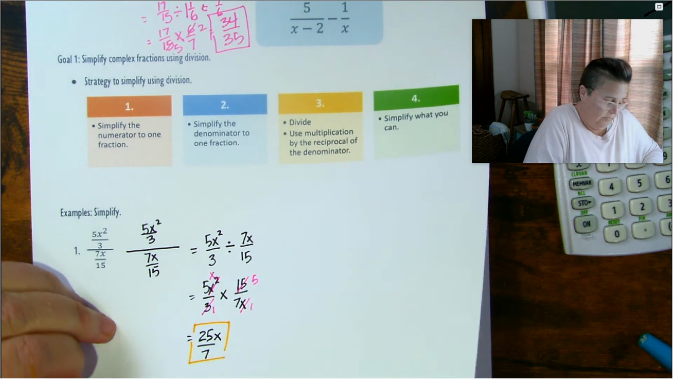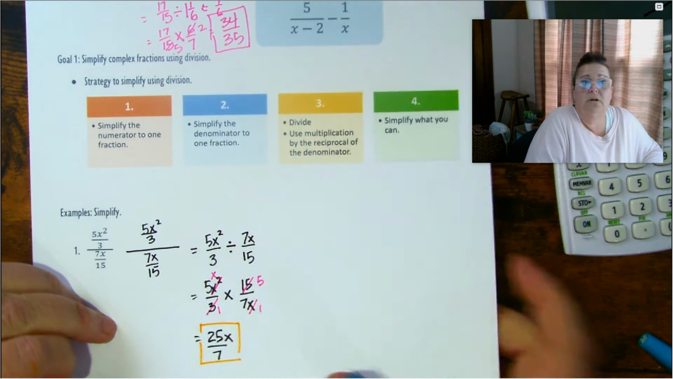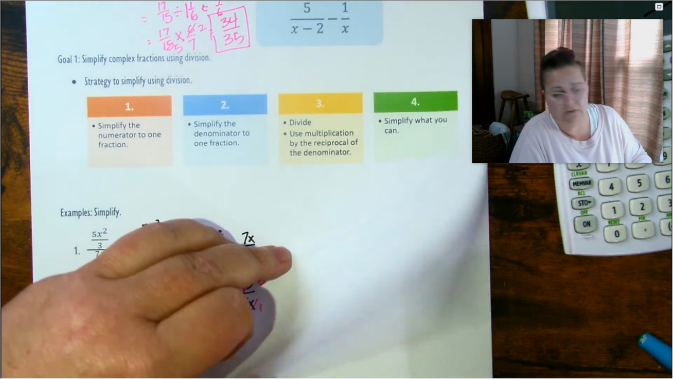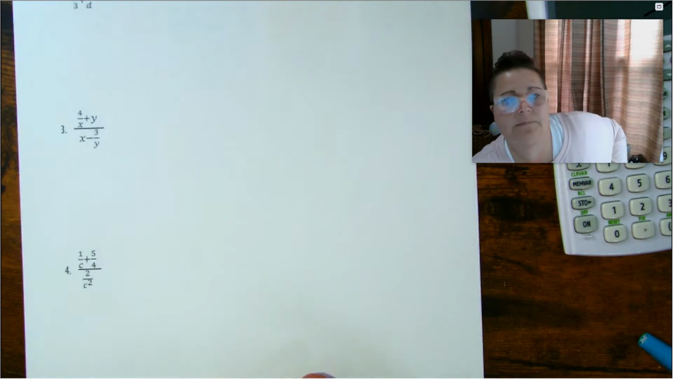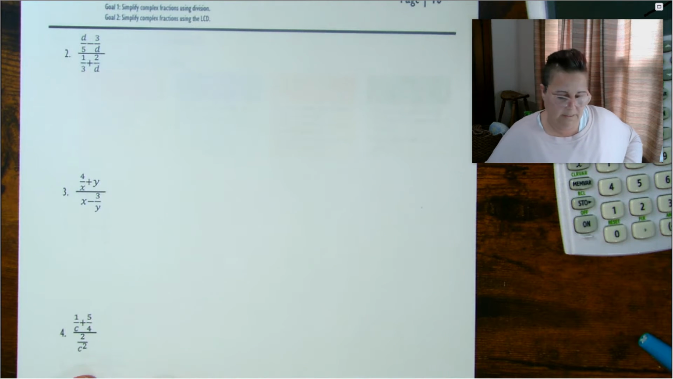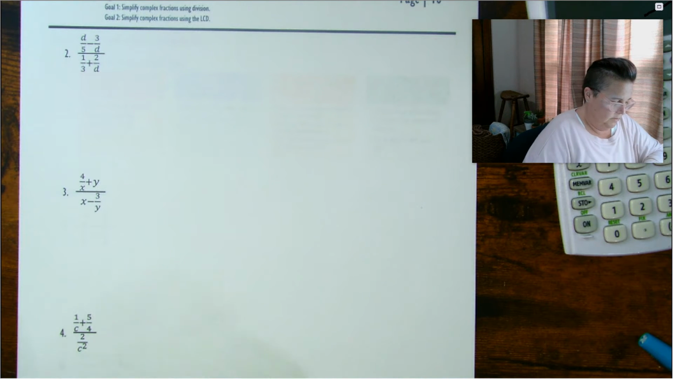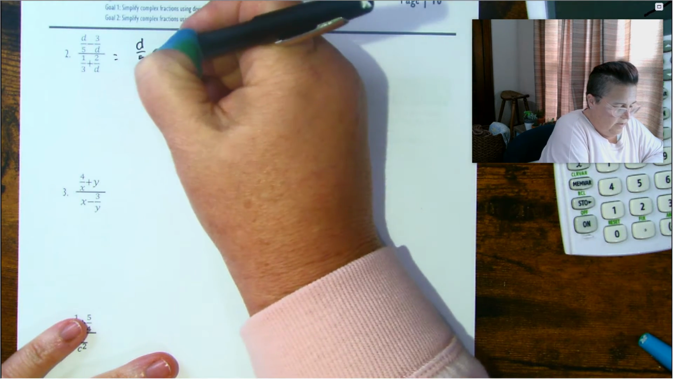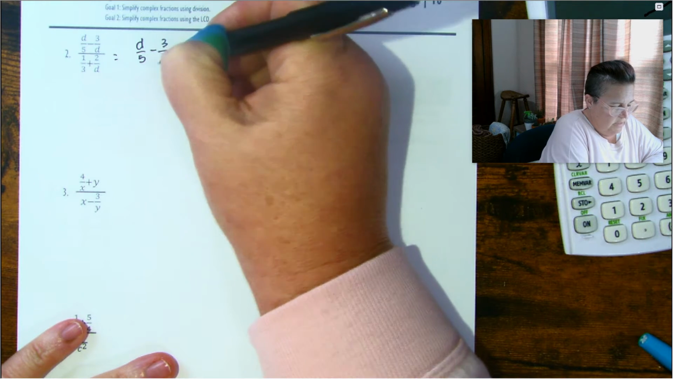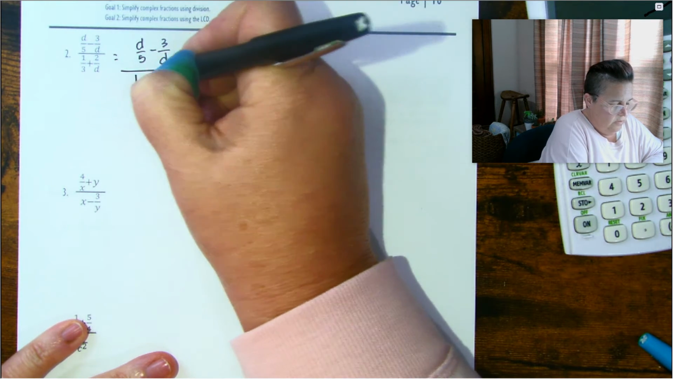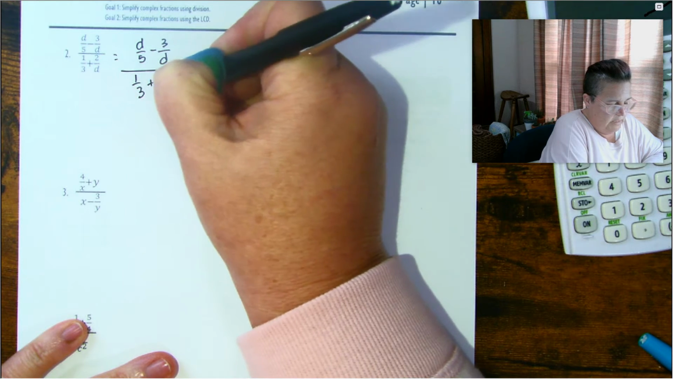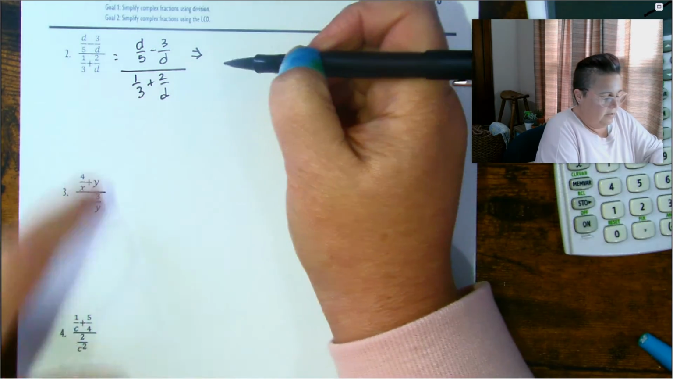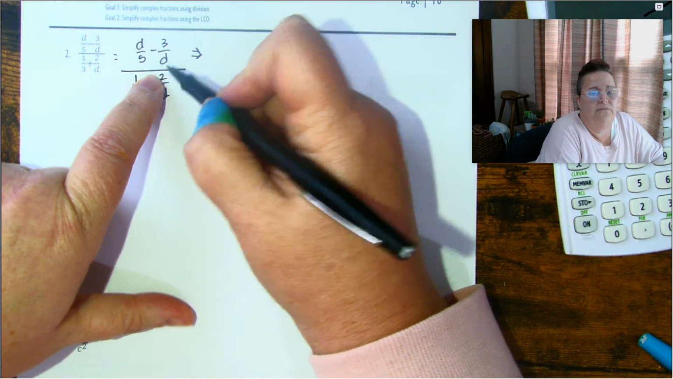Four basic steps. Simplify your numerator, simplify your denominator, divide using multiplication by the reciprocal, and then go ahead and simplify what you can. Okay, all right, so let's try this one. Okay, so this is going to be d over 5 minus 3 over d, over 1/3 plus 2 over d. Okay, so let's just concentrate on the numerator. I have denominators of 5 and d.